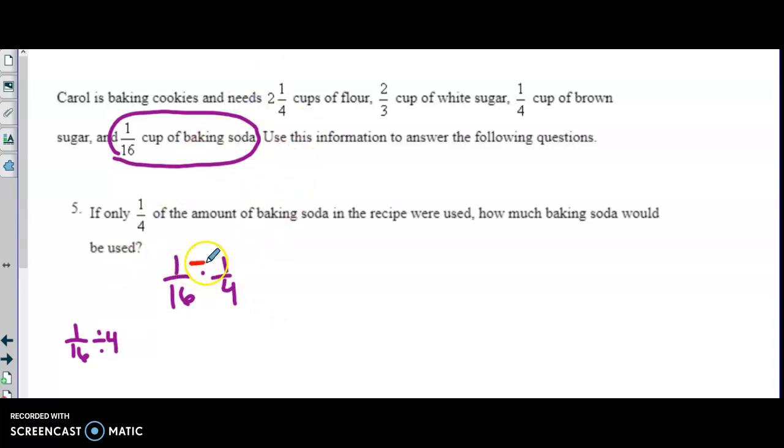You could type it in decimals or you can multiply straight across, and I will show you both. 1 times 1 is 1. 16 times 4 is, I don't even know. This is why I should use a calculator. 64. But let me double check that in the calculator because I don't really trust myself.